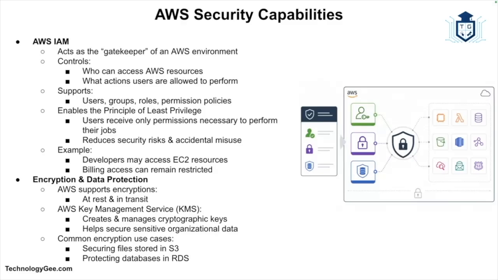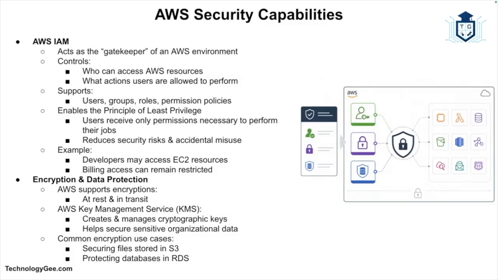And one of the core services you'll hear about immediately is AWS Identity and Access Management. And you could think of this as the gatekeeper of your AWS environment. It controls who can access what. You can create users, groups, and roles, and define permissions using policies. So for example, you can allow a developer to access EC2 instances, but restrict access to billing information. And this is where the principle of least privilege comes into play, where it only gives users the exact permissions they need and nothing more.